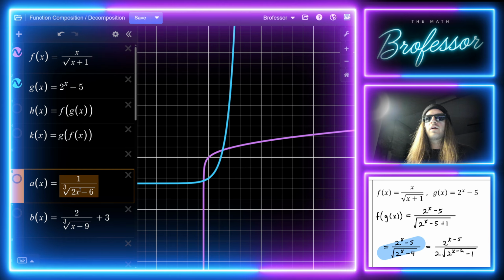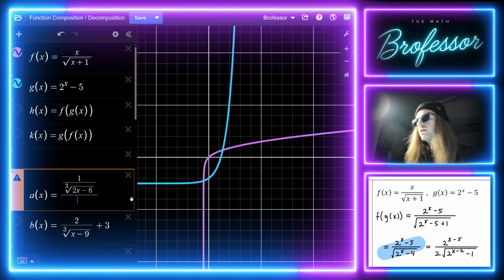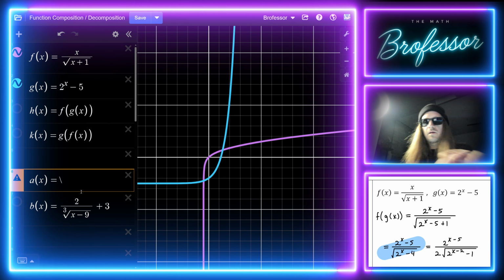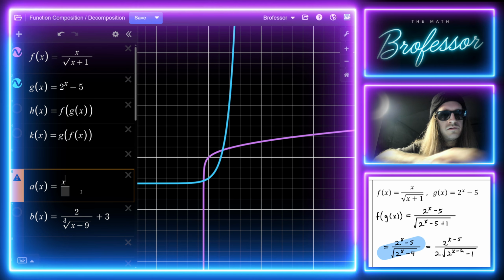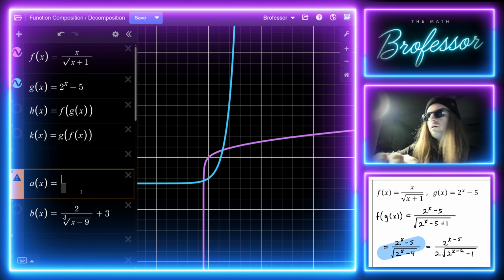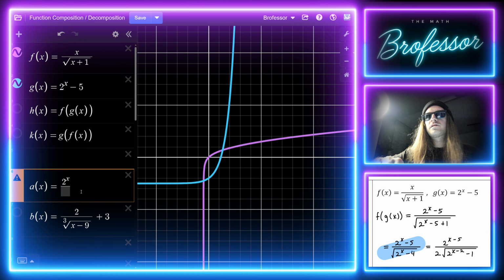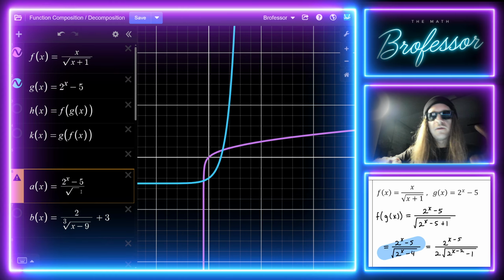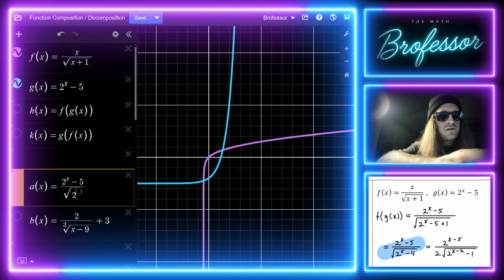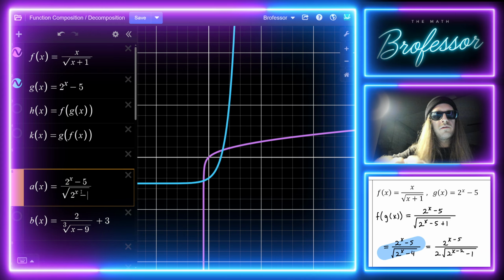What is our answer? I'll type what I have highlighted, which is 2 to the x. Whoa, other way around. 2 to the x minus 5 over the square root of 2 to the x minus 4.